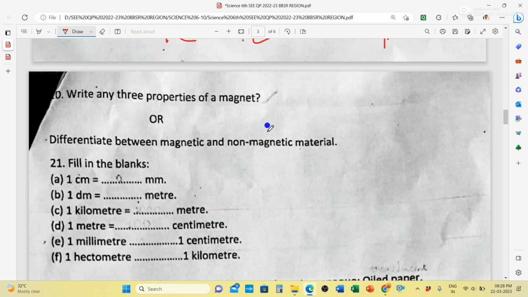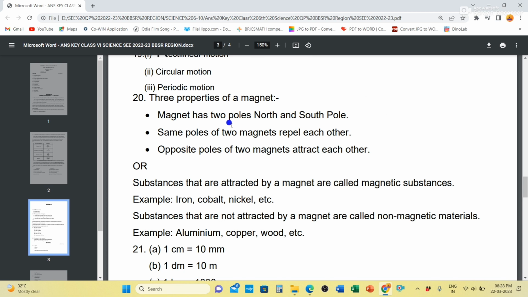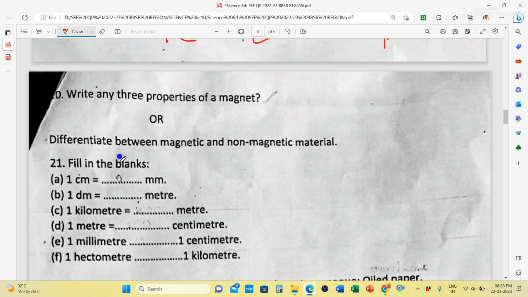Write any three properties of a magnet. A magnet has two poles, north and south pole. Same poles of two magnets repel each other. Opposite poles of two magnets attract each other.